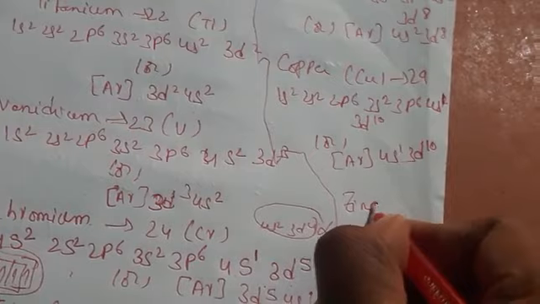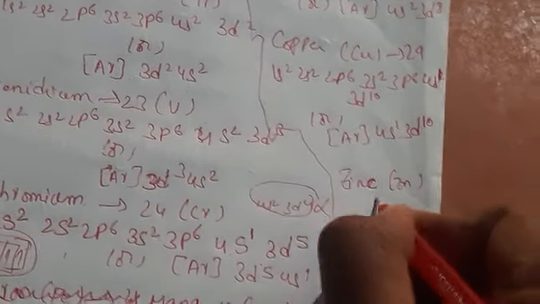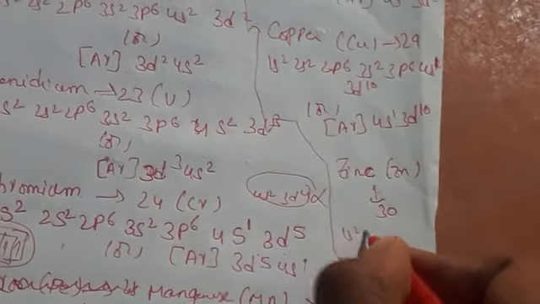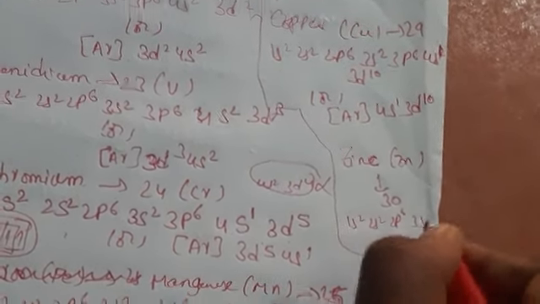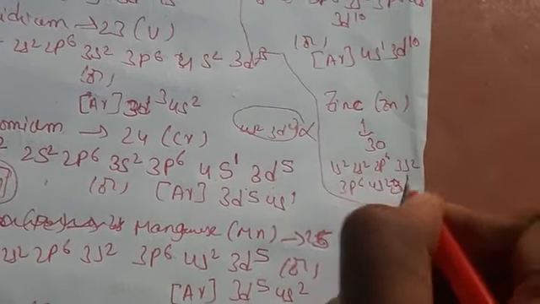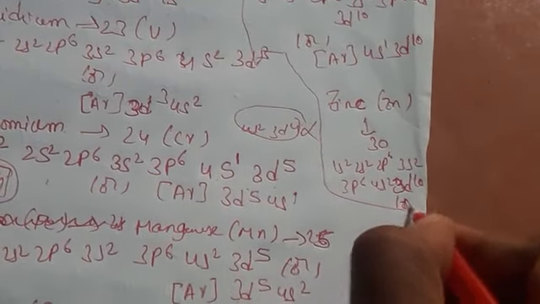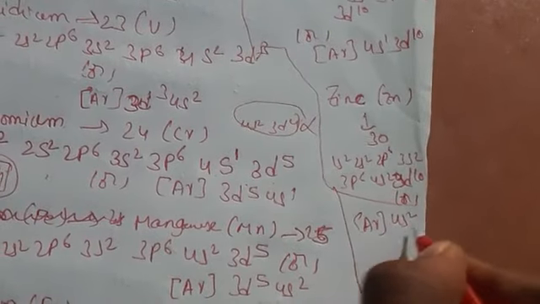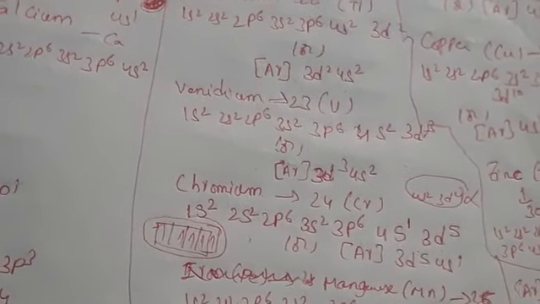And lastly we have zinc, that is Zn. It has atomic number 30. So you have to write the configuration 1s2 2s2 2p6 3s2 3p6 4s2 3d10. So here we are going to get argon 4s2 3d10. So these are the elements of atomic numbers 1 to 30 with their symbols and electronic configuration.